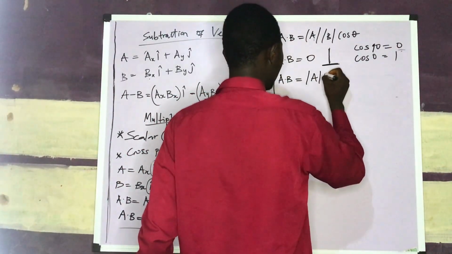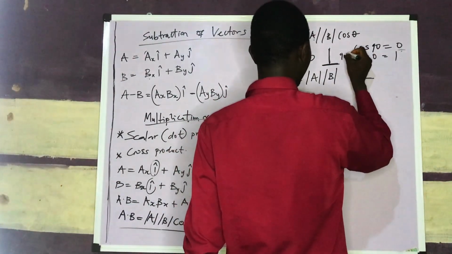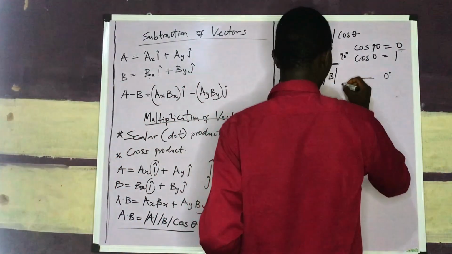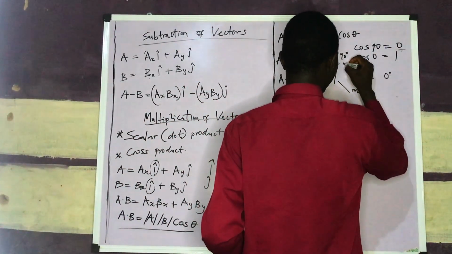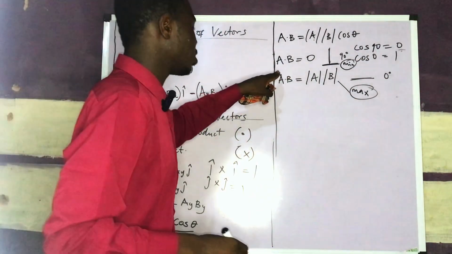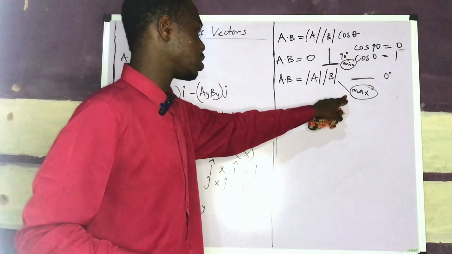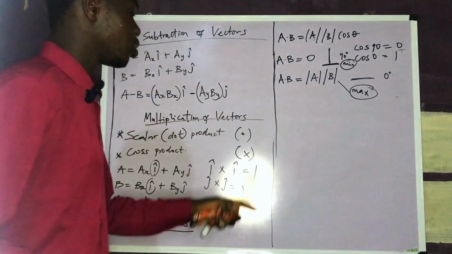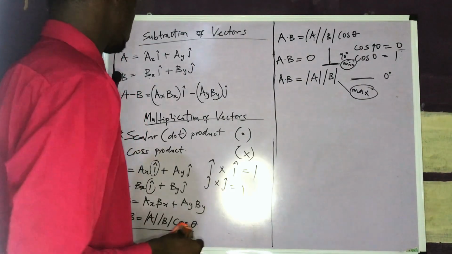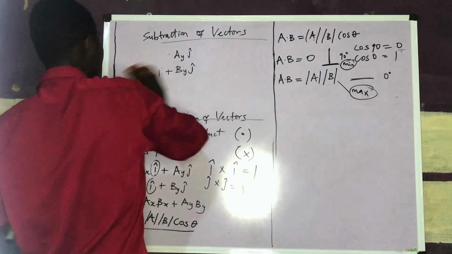That means the cross product will be this at angle 90 degrees, and at angle 0 degrees it will be maximum. This place is max, this place is minimum. So they can ask you at what point the dot product of A and B is minimum. It's minimum at angle 90, and it is maximum at angle 0 degrees. So this is how you will get your dot product. Okay, let's move to the cross product.